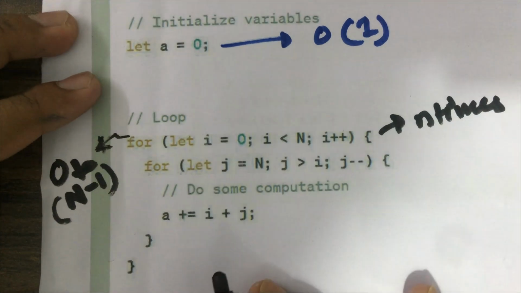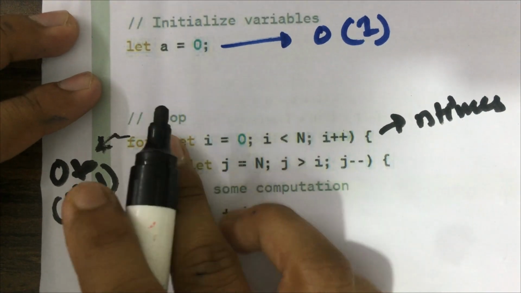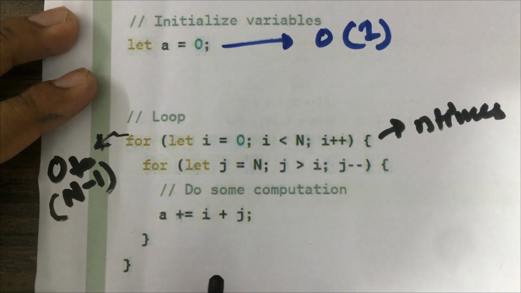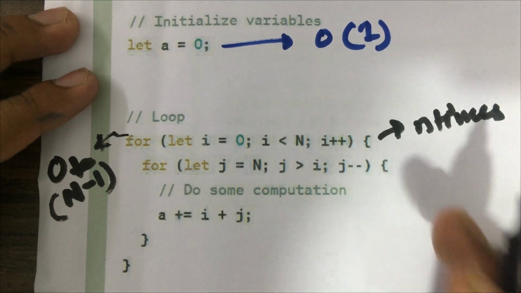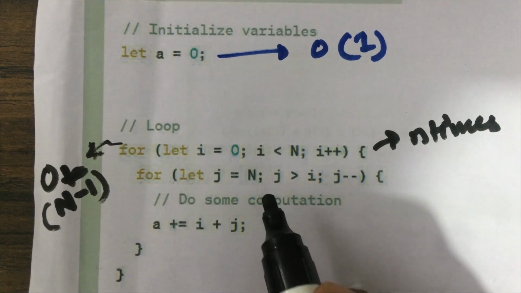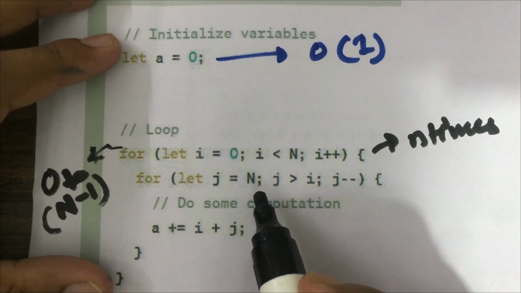But if you look carefully, it's a nested loop. This is a for loop inside a for loop. So basically the big O would become O of n square. Now here you go wrong. Just look at it carefully. It's not as simple as it was before.